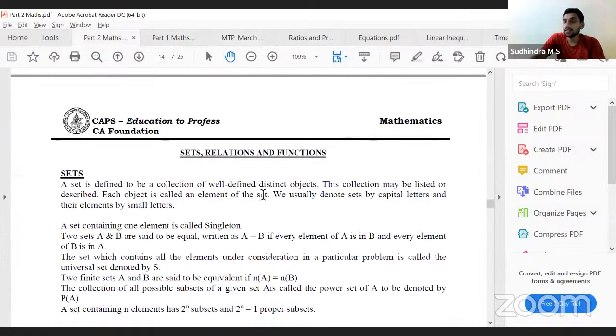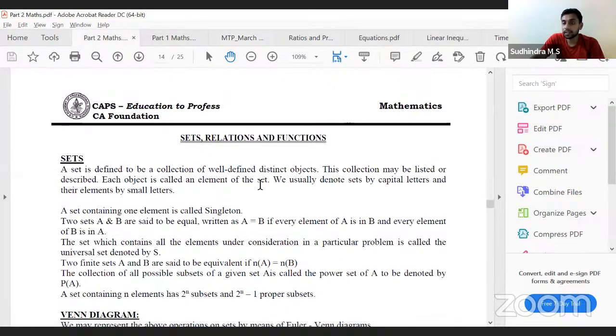Sets, relations and functions, and calculus. So for sets, relations and functions, obviously we'll not go into detail. We'll just look into those concepts which we can easily understand. Okay, some concepts are a little difficult. Relations and functions are a little complicated, so we'll not look into that.